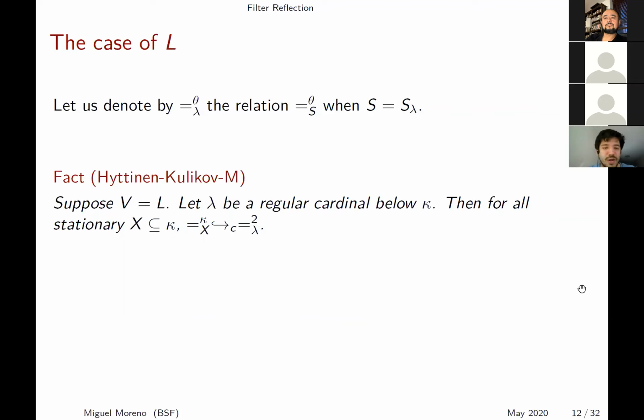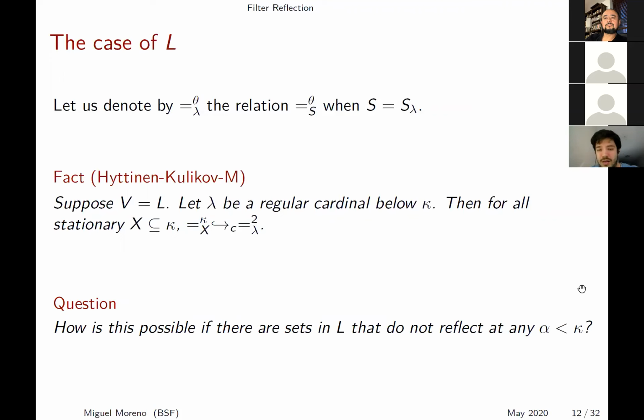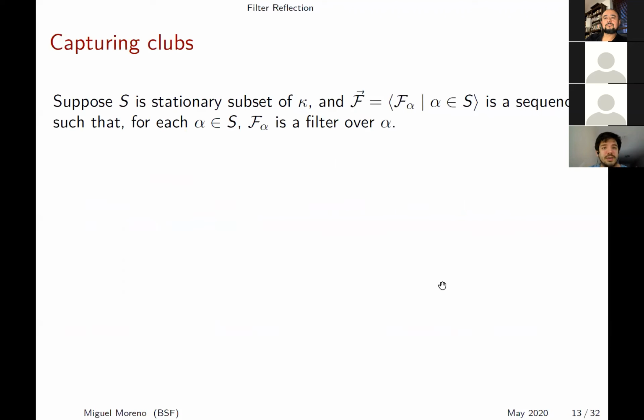So the question is, why do we have this in L? How is this possible if there's no reflection? There's no full reflection in L. And also, we only demand lambda to be a regular cardinal below kappa, so lambda can be omega. So we don't have a notion of stationarity. We don't have full reflection yet. So there's something that must be going on in there. So let's start by trying to understand the case of L.